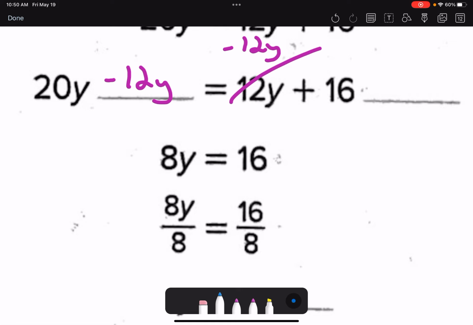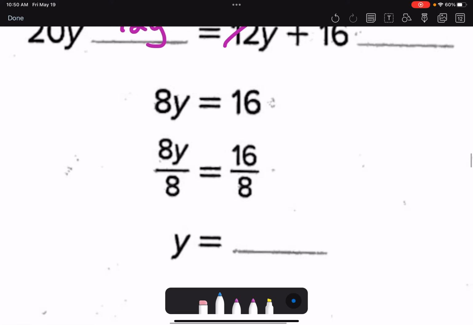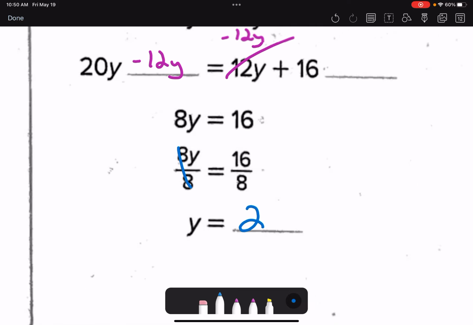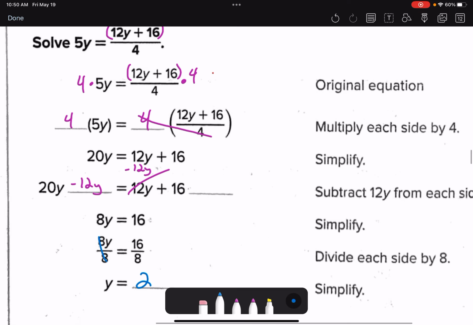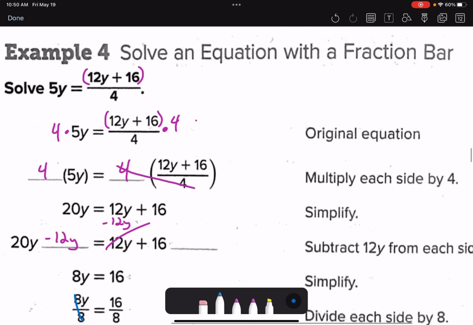That's 8 times y. How do we get rid of times? We divide. 8 divided by 8 is 1, and 16 over 8 reduces to the number 2. Then when I go back to check my answer, I'm going to do it up at the top with the original problem here. So my answer is 2.